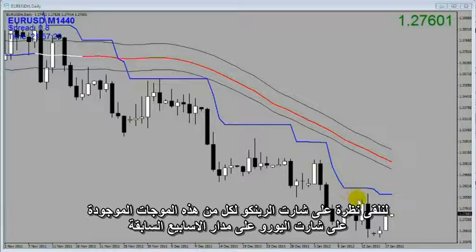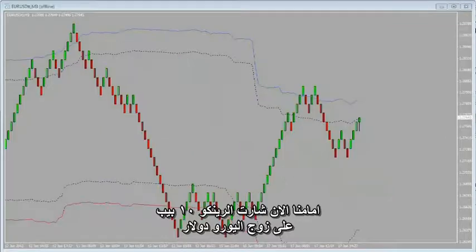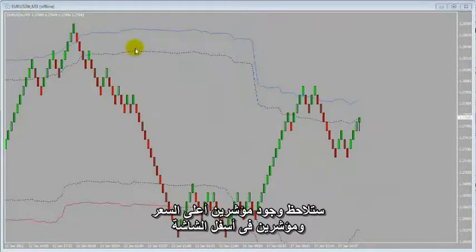Let's take a look at our Renko charts for each of these rallies that has occurred in the euro chart over the last several weeks. Now we're taking a look at the 10 pip Renko chart in the euro dollar. Now, you've probably noticed we have 2 indicators above prices in the upper regions and 2 lower indicators at the lower part of our screen.